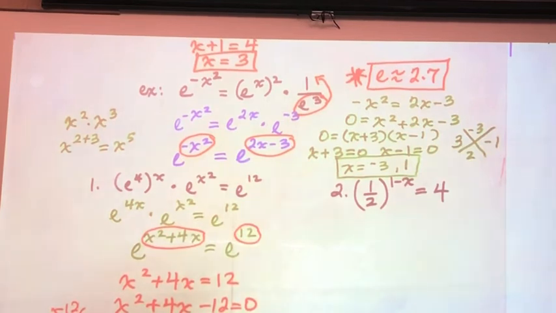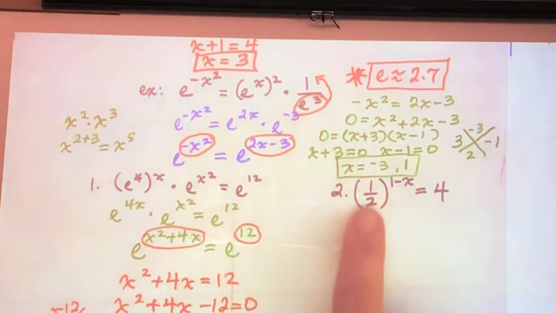And then I have x plus 6 equals 0. x minus 2 equals 0. So over here, x is going to equal negative 6, right? Because negative 6 plus 6 is 0. Over here, I'm going to get x is equal to 2 because 2 minus 2 is 0. And these are my answers. Okay, so make your bases the same.